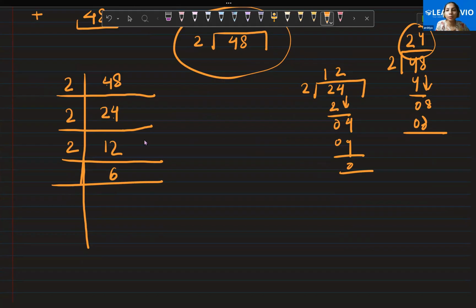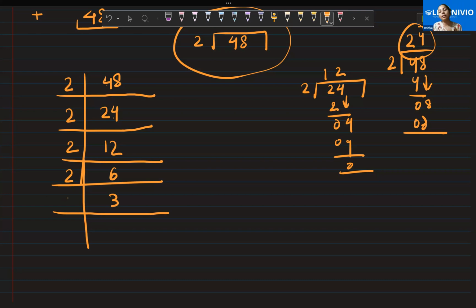Does 6 come in the table of 2? Yes, right? So I'll write 2 times 3. 2 threes are 6, right? Okay, now the last number is 3. Now what did I say, what do we want at the end? We want 1 at the end, right? But we have 3 right now.